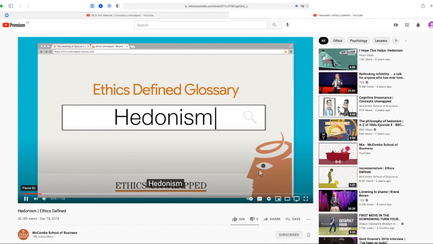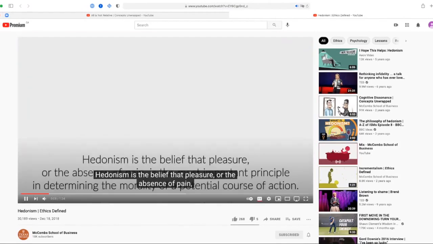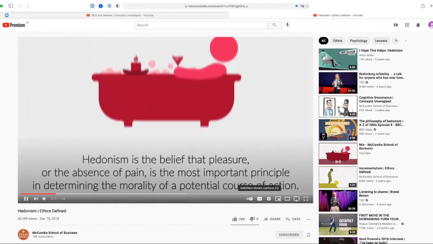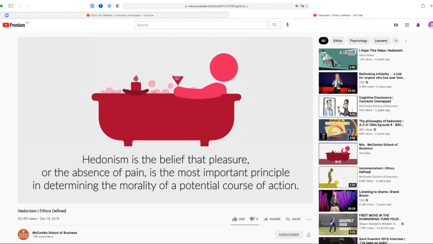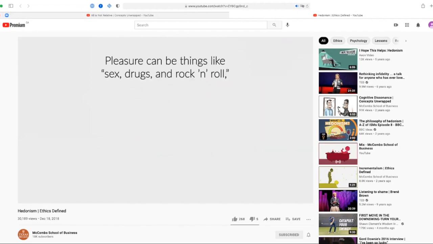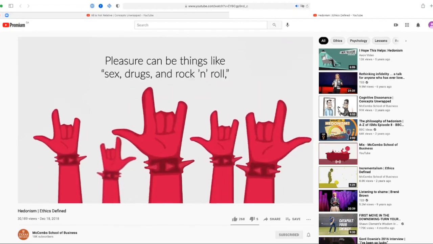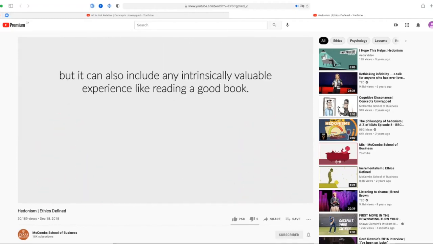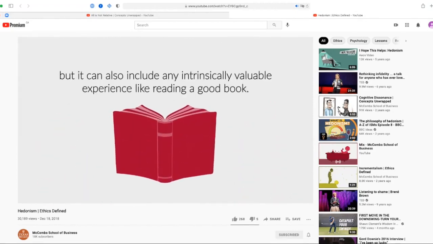Hedonism. Hedonism is the belief that pleasure, or the absence of pain, is the most important principle in determining the morality of a potential course of action. Pleasure can be things like sex, drugs, and rock and roll, but it can also include any intrinsically valuable experience, like reading a good book.